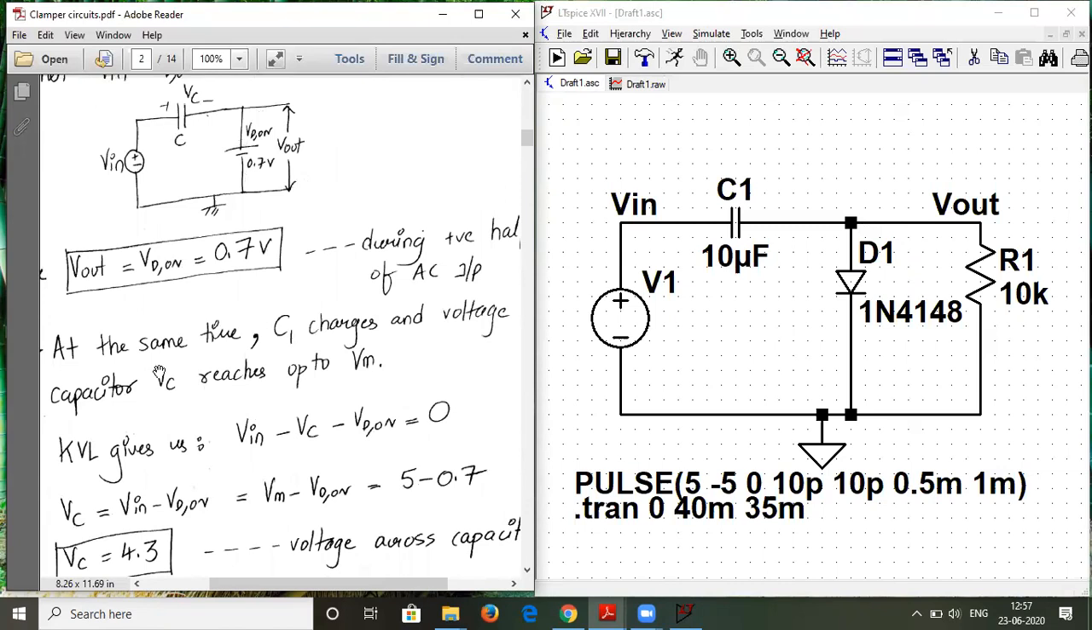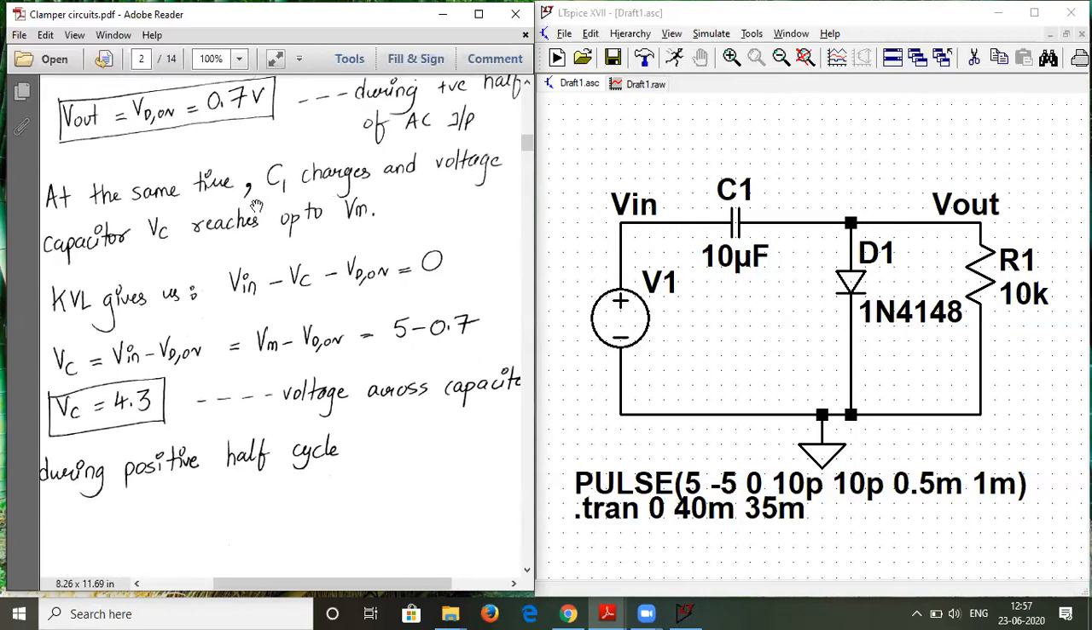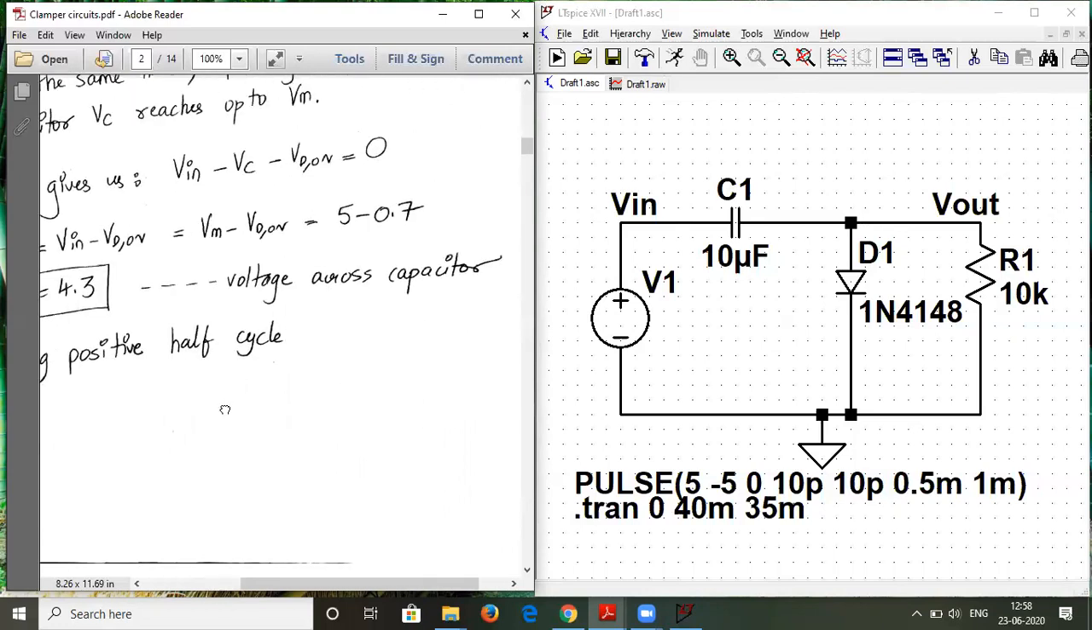So how to calculate that voltage? Concentrate on the left hand side of your screen, that is the left PDF. If we apply KVL, KVL says V in minus VC minus VD on is equal to 0. So what is my VC from here? VC is equal to V in minus VD on, and in the positive half cycle V in is Vm, and Vm is around 5. So the voltage across the capacitor during the entire positive half cycle is around 4.3 volts. This voltage will be useful in the negative half cycle.